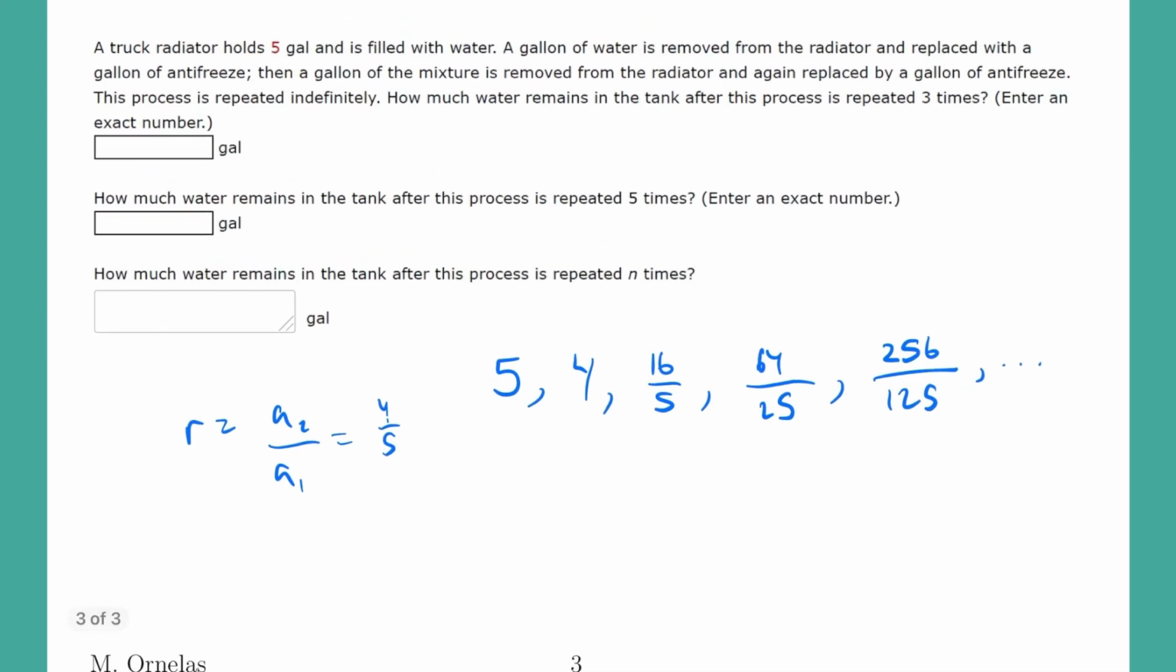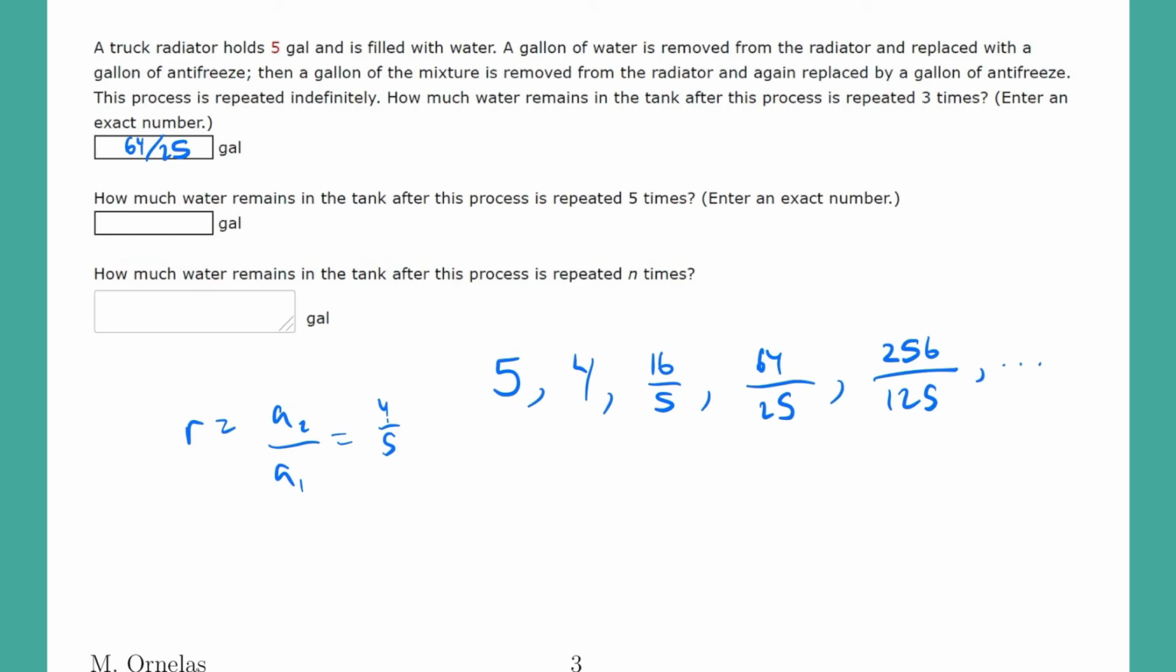So let's see. How much water remains in the tank after this process is repeated 3 times? Here's the tricky part. If you think of this as a first, second, third, fourth, fifth term in the geometric sequence, when they say repeated 3 times, they're not counting the first time, because the first time there's no repetition. So this is really like the first repetition, second repetition, third repetition. So after 3 times, the number is 64 over 25. That's how much water is in the tank.